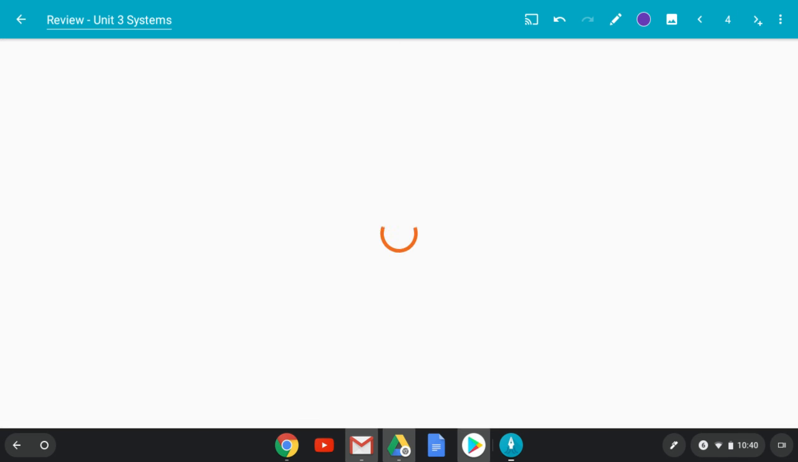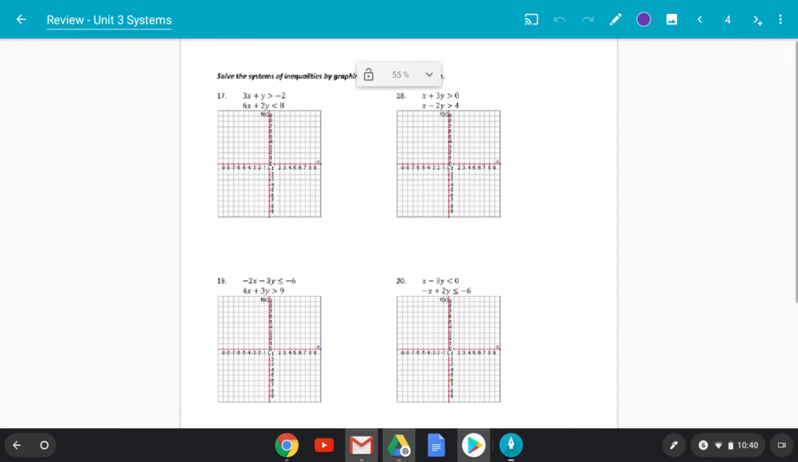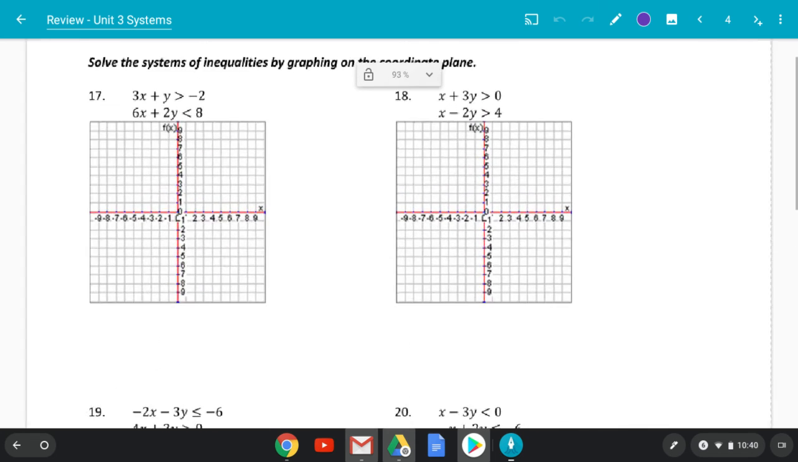Let's go to the last page. The last page, systems of equations by graphing.